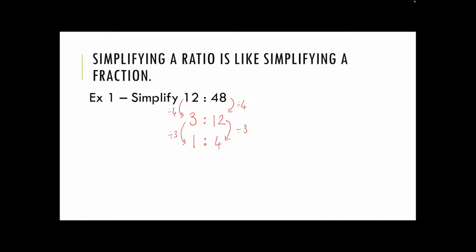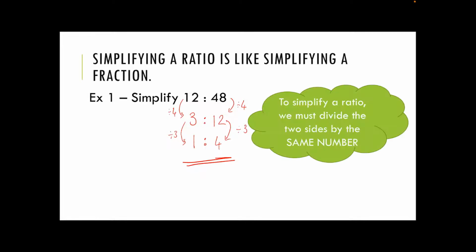I've got down to 1 to something. Nothing is going to go into both of those numbers, so 1 to 4 is the most simple form. So your rule for today is that we must divide the two sides by the same number.